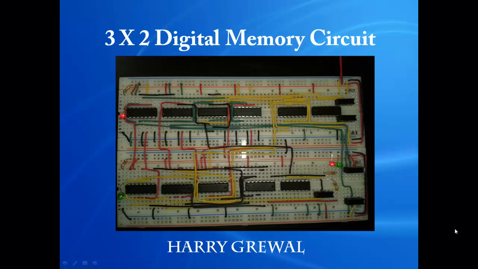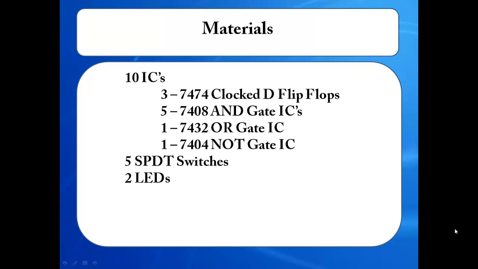Welcome to this explanation of a 3x2 digital memory circuit. This circuit stores 2-bit words at 3 different addresses, A1, A2, and A3. This is not flash memory, which means that when power is cut, all data is lost. The circuit is fairly simple in design. It only has 10 ICs, 5 switches, and 2 LEDs.